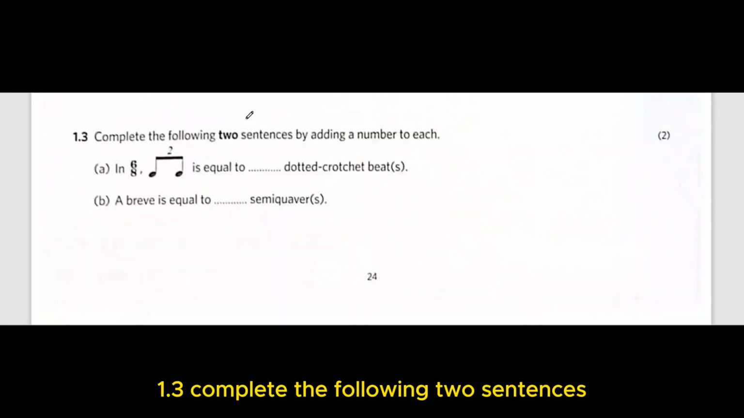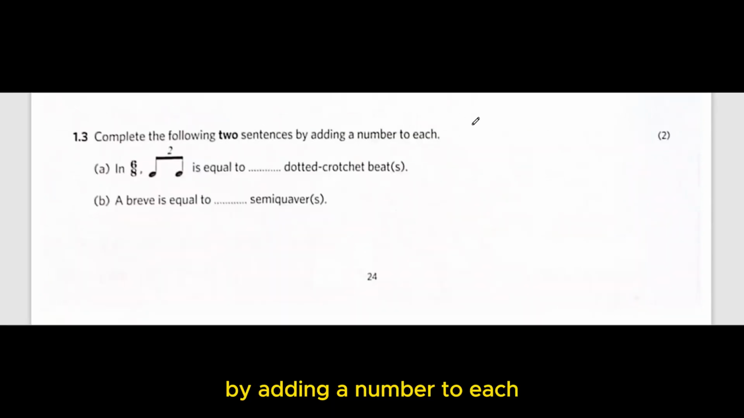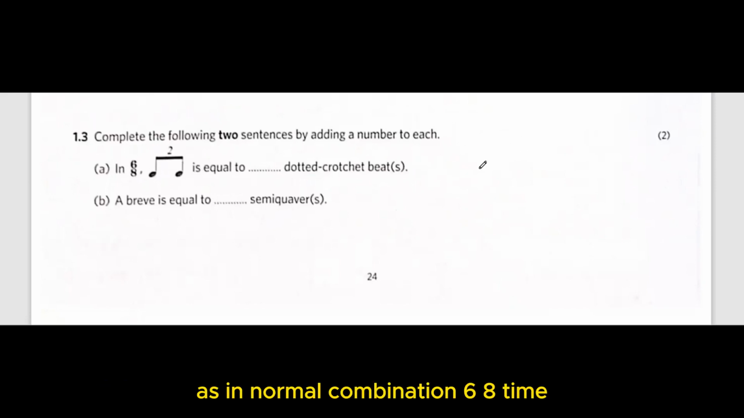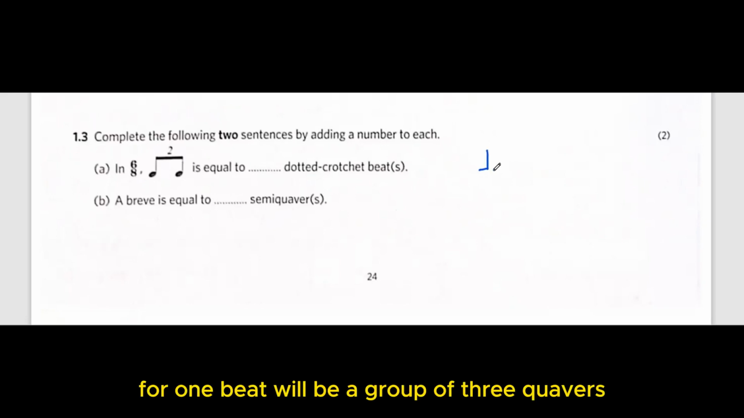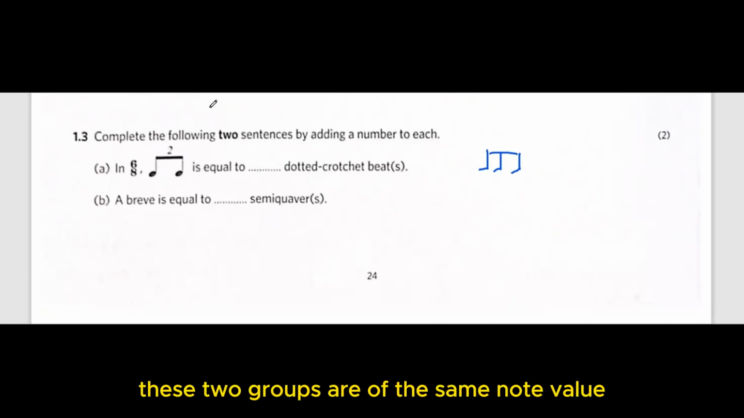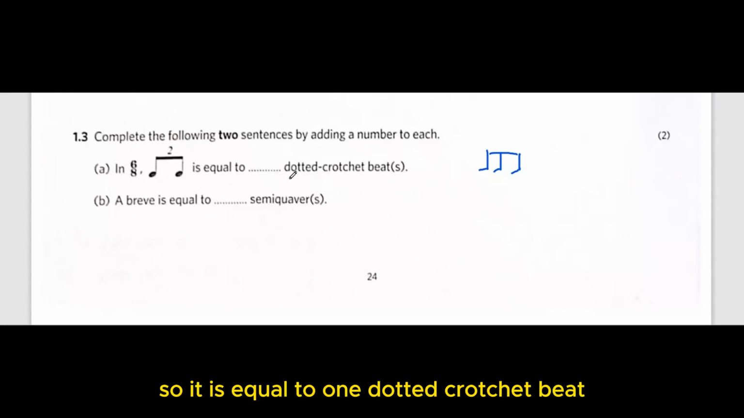1.3. Complete the following two sentences by adding a number to each. 6/8 time is equal to how many dotted crotchet beats? As in normal combination, 6/8 time for one beat will be a group of 3 quavers. That's the norm. But now we have only 2 notes, so make it a duplet. These 2 groups are of the same note value, so it is equal to 1 dotted crotchet beat.